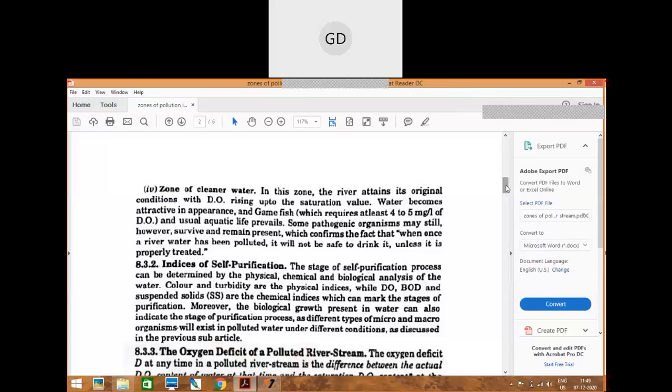When a river gets polluted once, total purification is not possible, and it will not be safe to drink that water unless it is properly treated. So this is about your zones of pollution in a river stream.